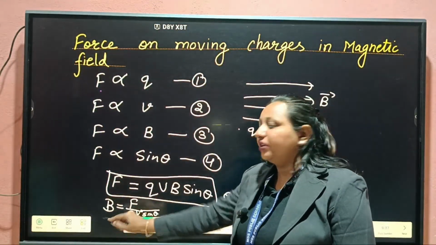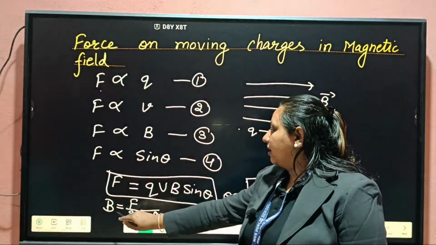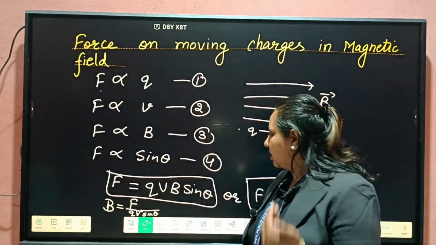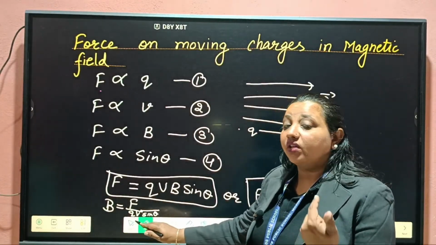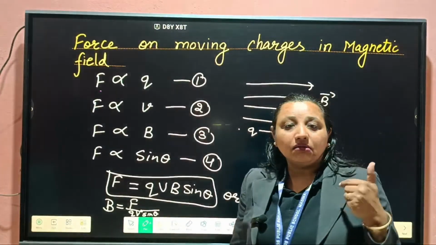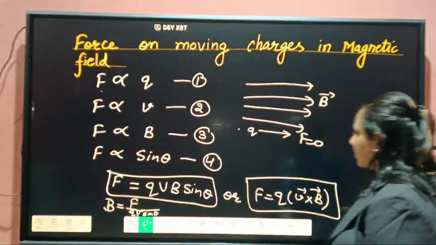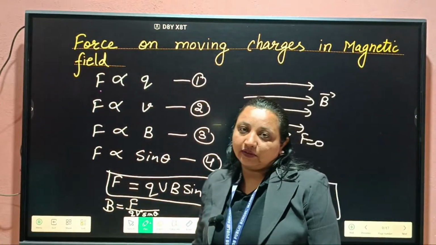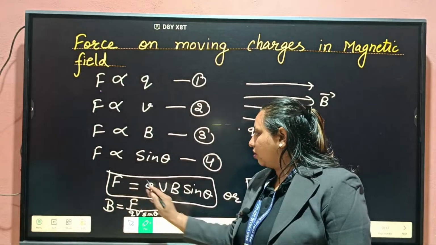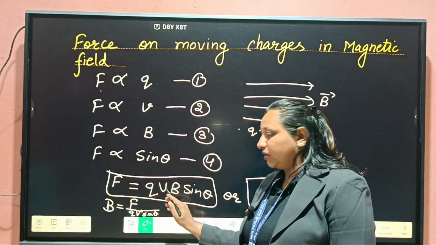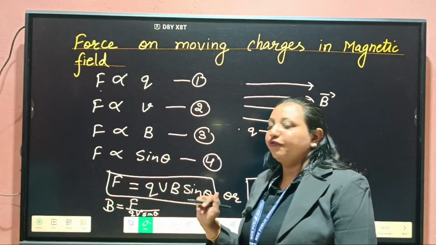From here we can also define a magnetic field. That magnetic field is equal to the force per unit charge which is moving with velocity v and enters perpendicularly into the uniform magnetic field. So this is a force. F is equal to qvB sine theta. Force on a moving charge which is moving with velocity v and enters the uniform magnetic field.